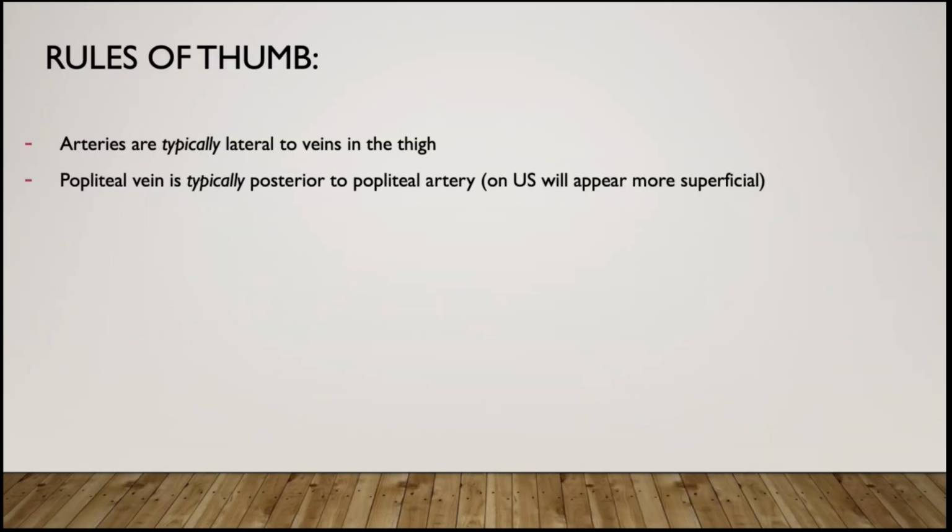So just general rules of thumb, as I mentioned, the arteries tend to be lateral to the veins, and the popliteal vein is typically posterior to the popliteal artery. But what that means for our purposes is when you're evaluating it, remember that we're looking through the popliteal fossa in the back of the leg. So the popliteal vein being posterior just means it's closer to the probe on the image.